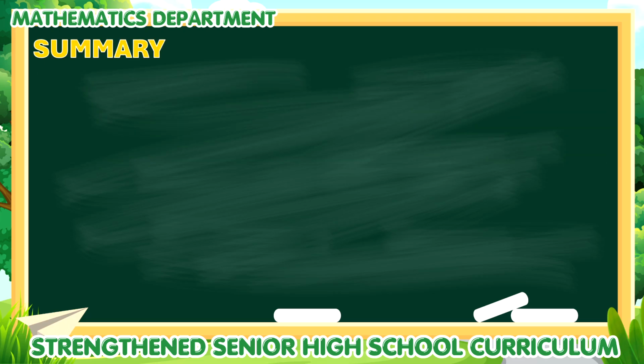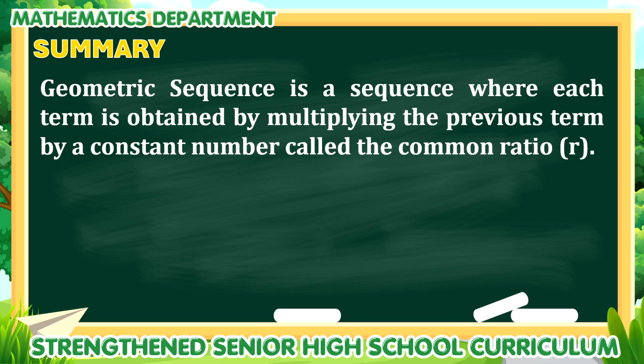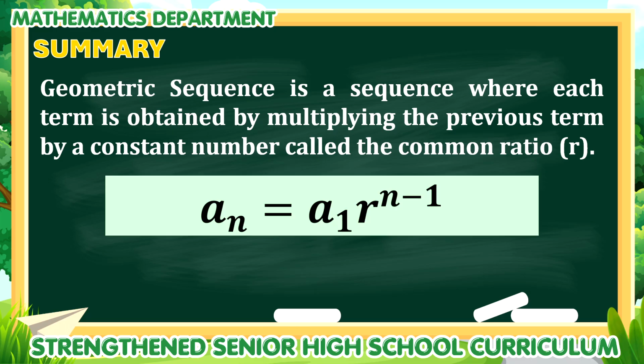And to summarize what we've learned in this video, we talked about geometric sequence, and we defined geometric sequence as a sequence where each term is obtained by multiplying the previous term by a constant number called the common ratio, denoted by r. And the formula for determining the nth term of a geometric sequence is a sub n is equal to a sub 1 times r raised to n minus 1.